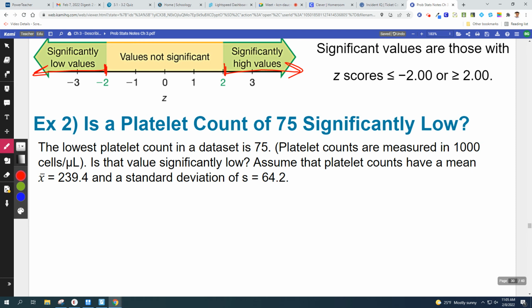Example 2 says, is a platelet count of 75 significantly low? We're going to need to calculate that z-score. The lowest platelet count in a data set is 75. Is that value significantly low? Assume that platelet counts have a mean of 239.4 and a standard deviation of 64.2. So just do the same thing. We're going to do that z-score of our number minus the mean divided by the standard deviation.